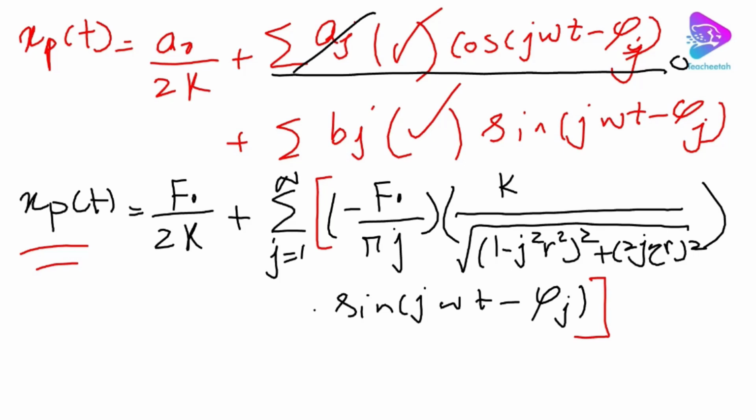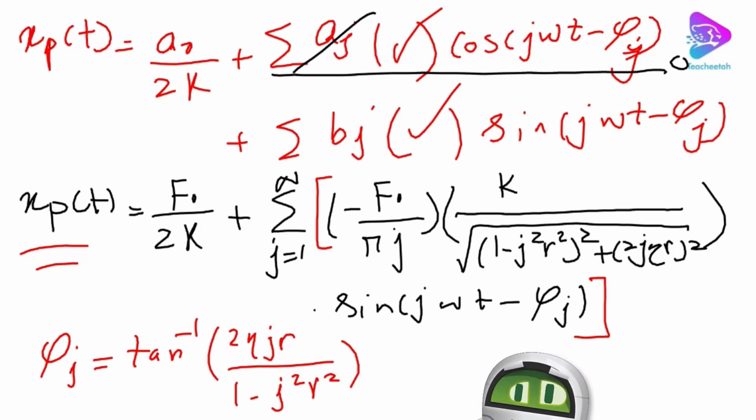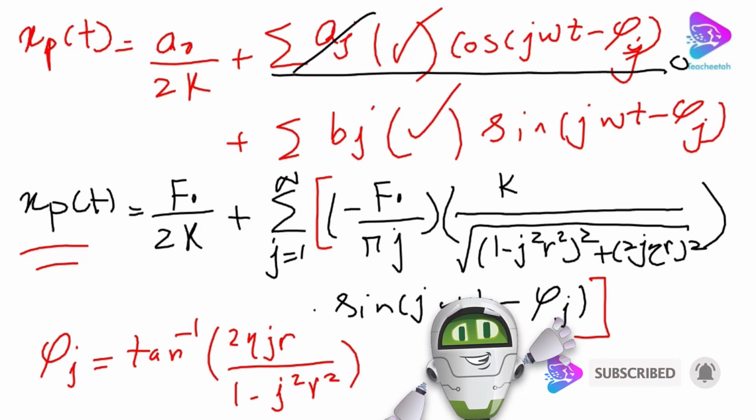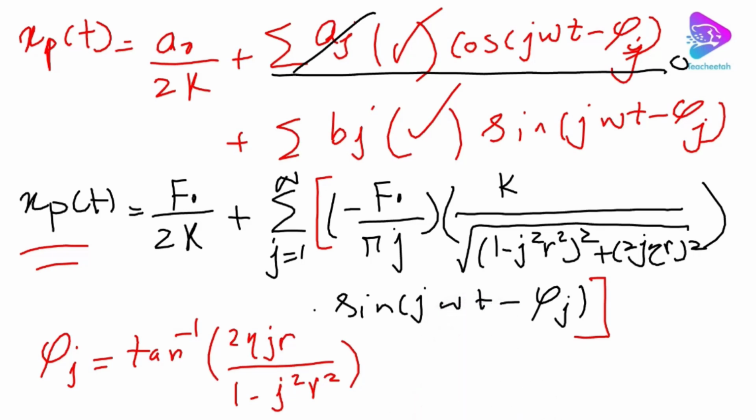The last thing that we need to find is phi j. We know the equation from before, so it is equal to the tan inverse of 2 zeta j r divided by 1 minus j squared r squared. It is not something that we don't know how to find, because we already know r and zeta for a single degree of freedom system, and j is just the parameter we have here, right? So as you see, we found the response of the system, the steady state response.